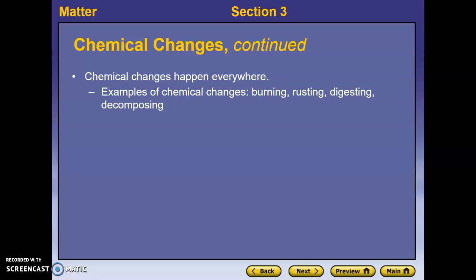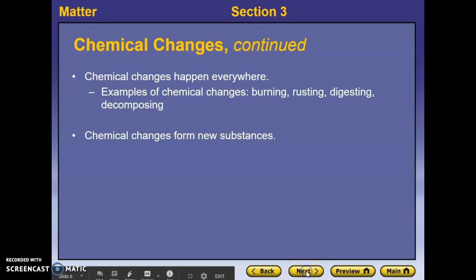Decomposing things. If you leave a banana peel or an apple lay out, you know that it breaks down. You can have a compost pile where you pile up all the leaves and the grass clippings and stuff, and over time that breaks down. So decomposing is another everyday example of a chemical change.